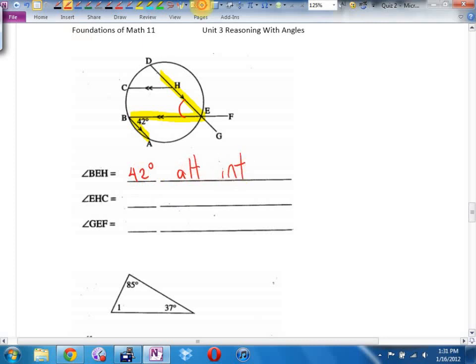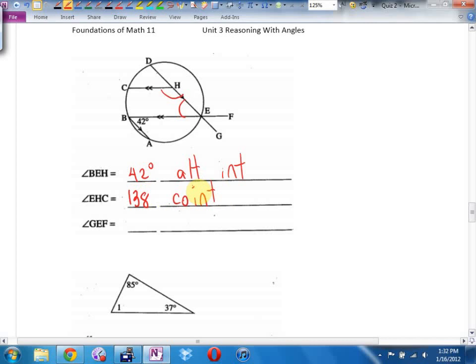Then it says angle EHC. Now, that's this one here. 138, co-interior, or interior angles on the same side of the transversal.